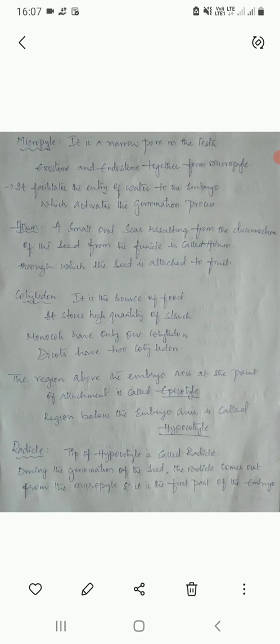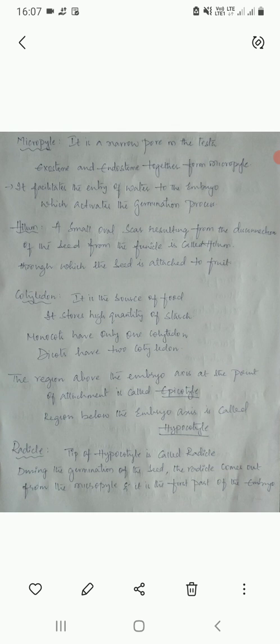In the previous class also we have seen that the micropyle is a narrow opening. This is the only opening to the ovule or the embryo sac. So it facilitates the entry of water to the embryo, which activates the germination process. Right? And moving to the next part, that is hilum.